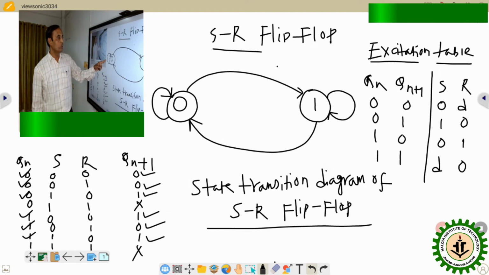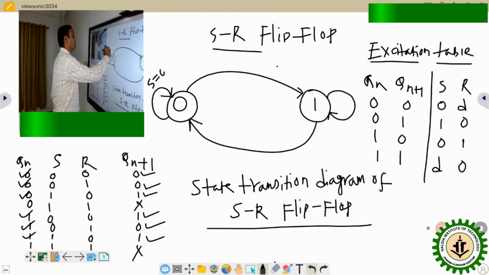See 0 0, in which position 0 0? That means 0 to 0. Present state 0, next state is also 0. S is 0 and R is don't care. So we will not consider the don't care, that means R. So S equals to 0. What is the meaning of it? S is indicating set, so S equals to 0 means it is reset condition. For 0 to 1, S equals to 1, R equals to 0.